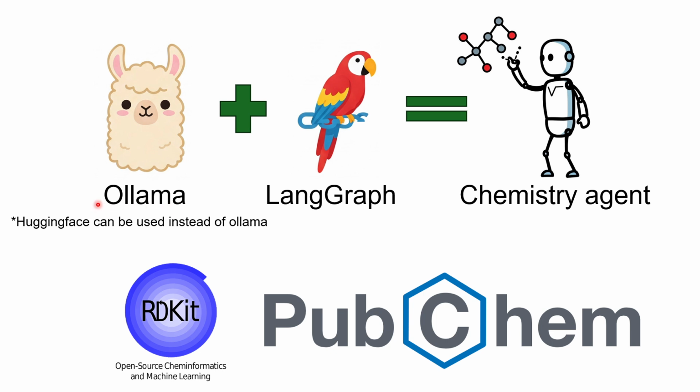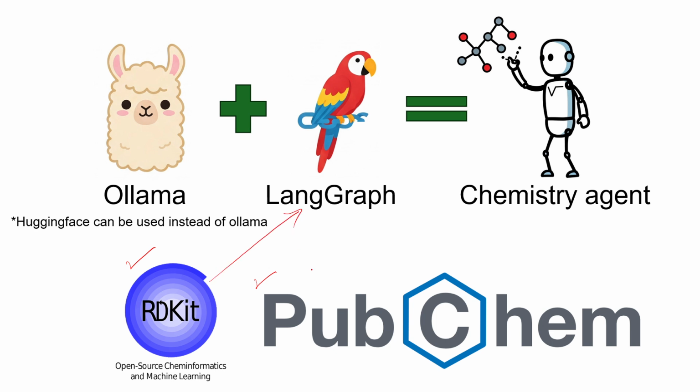Okay. So I've been repeating this. We're gonna use Ollama, which is used to get the language models, and we're gonna use LangGraph to make this model a little smarter by providing tools to analyze the structure. So the chemistry agent will be completed by LangGraph and Ollama, and particularly you need to provide tools, and the tools will be RDKit and PubChemPy.